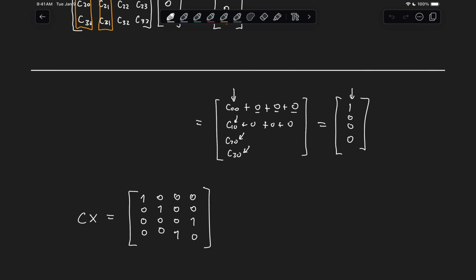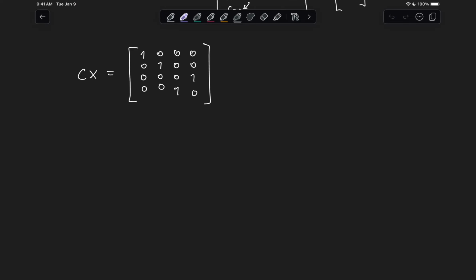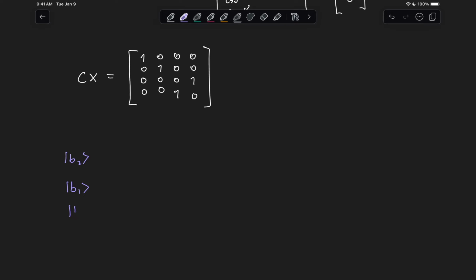Now, the next question is, what if we have a circuit with multiple bits, but we're not dealing with matrices for gates where we already know the input to output relationship, but rather have individual, let's say, NOT gates on each of the bits. For example, let's say we have bit 2, bit 1, bit 0, and a circuit where we don't apply anything to bit 2, we apply an X gate to bit 1, and again we don't apply anything to bit 0. How do we construct the matrix that represents this circuit?